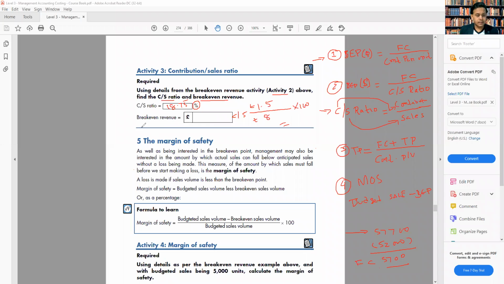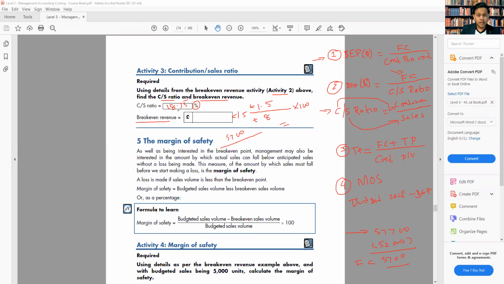The next one we have is break-even revenue, the one we did before. Now we want to do it the same way, but by using the CS ratio. So we put fixed cost at the top, that is 5,700 that we have calculated, and on the bottom the CS ratio, that is 18.75.